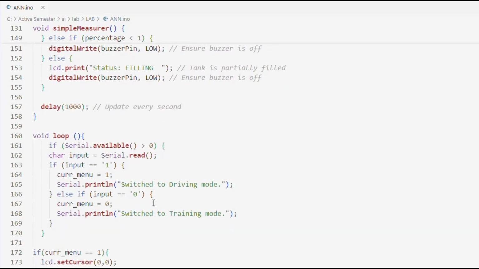Now let's talk about the loop function. This is where everything comes together. In the loop, the system waits for user input through the serial interface. The user can choose between two modes. Training mode, where the neural network is trained on predefined patterns of flow. Driving mode, where the trained network predicts real-time water flow levels. Depending on the input, the system either starts training the neural network or applies the trained model to make predictions. It's a dynamic interaction that ensures the system can adapt to different needs.